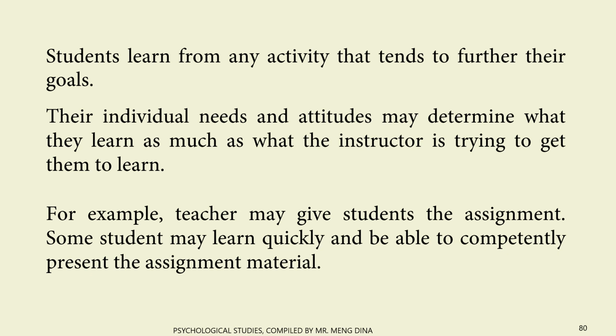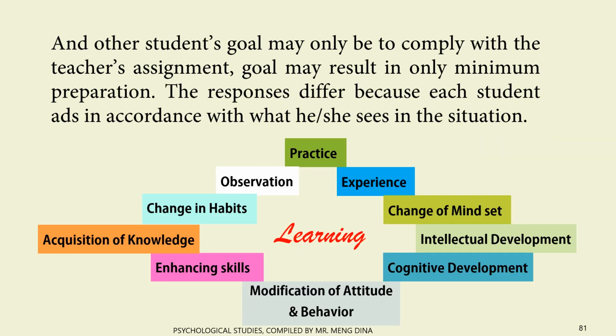For example, a teacher may give students assignments. Some students may learn quickly and be able to competently present the assignment materials. Other students' goal may only be to comply with the teacher's assignment. That goal may result in only minimum preparation. The responses differ because a student acts in accordance with what he or she sees in the situation, because students don't have the same talents.